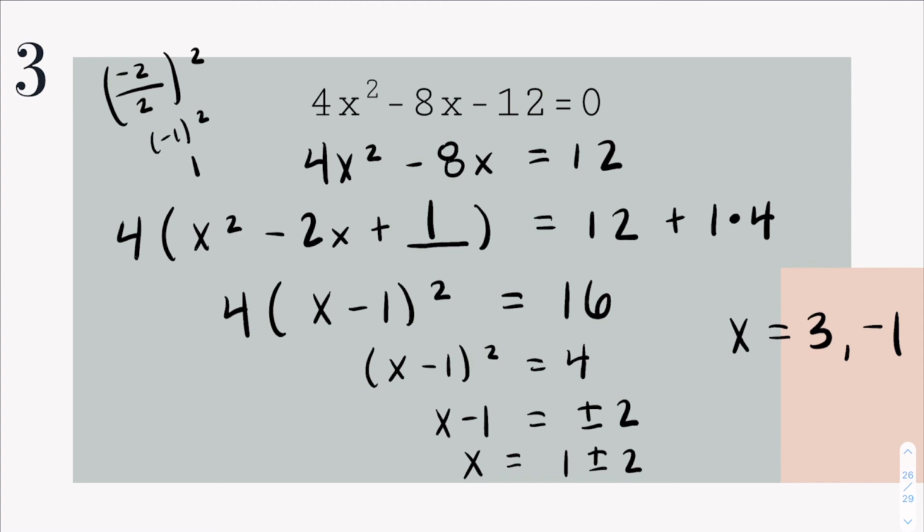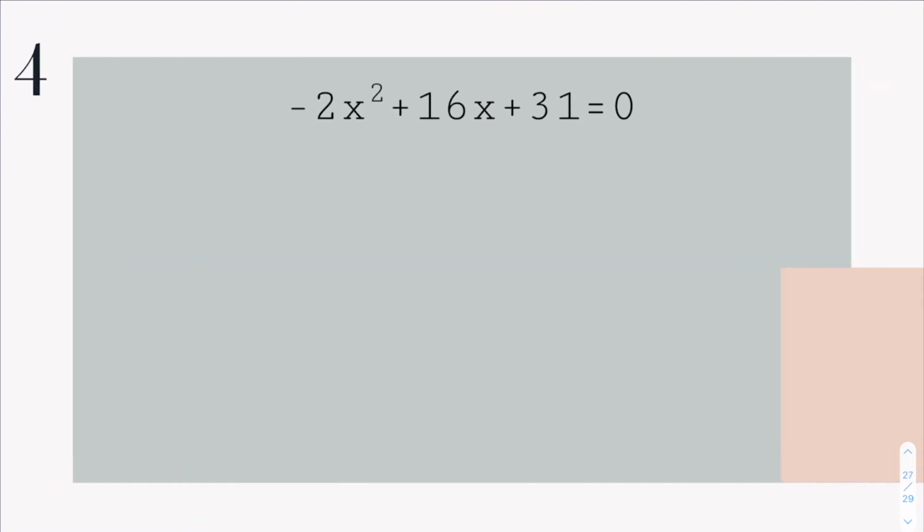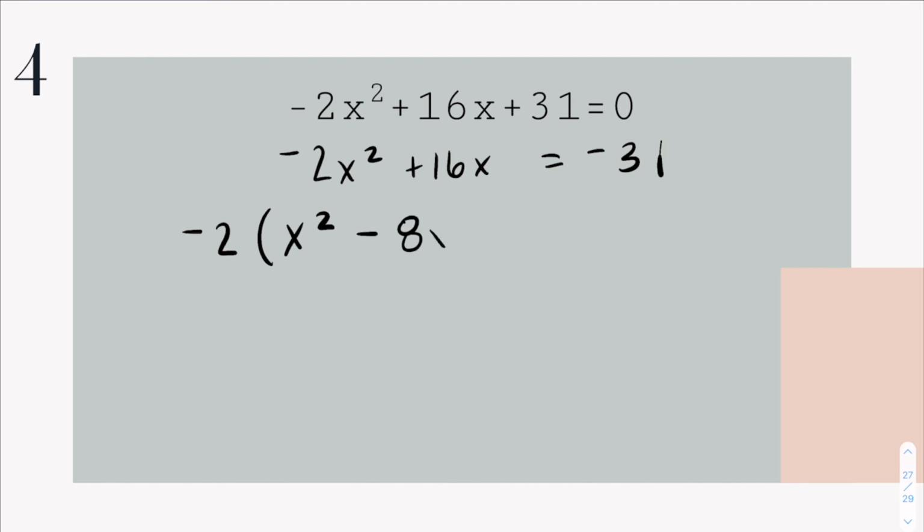All right, last example on solving quadratics. If you want to pause the video to try solving this one by completing the square, go ahead and do that now. Okay, so first we're going to subtract 31 from both sides. Now we're going to factor -2 out of our left-hand side. Now we complete the square.